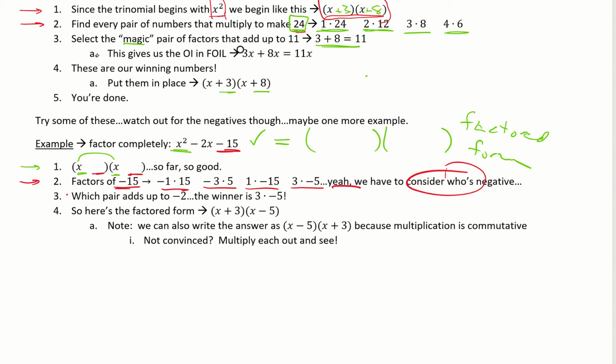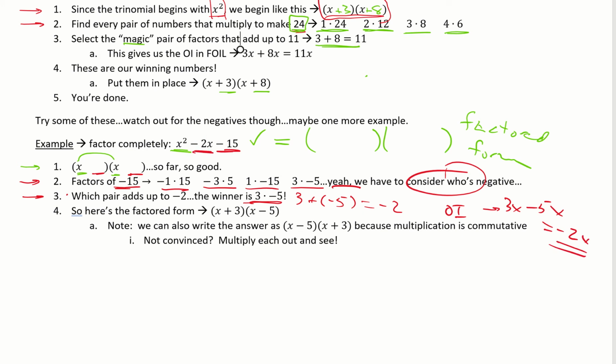That's that step. The next step is which pair of numbers adds up to, this is the all-important result, negative 2. Which one adds up to negative 2? All right, let's look. Of all of them, here's the winner right here, because 3 plus a negative 5 is indeed negative 2. So the OI in FOIL is 3x minus 5x, which is negative 2x. That's what we're looking for. We're trying to match that negative 2x, okay?